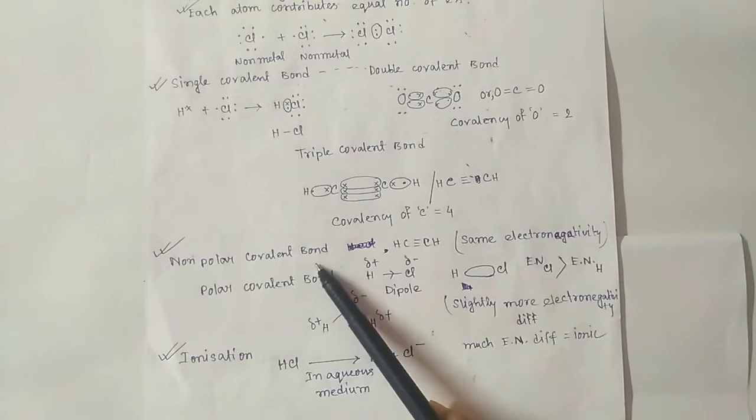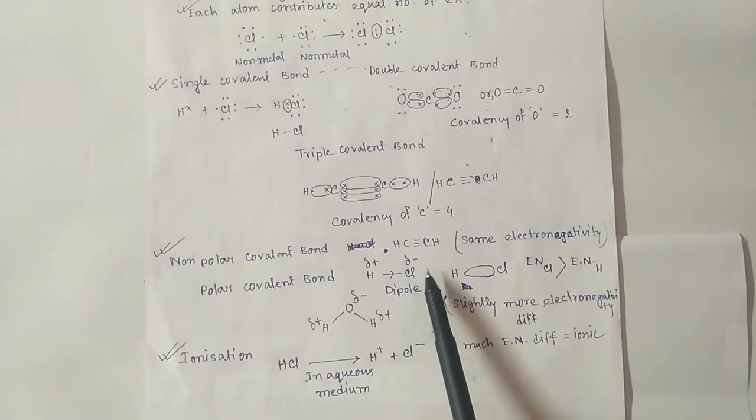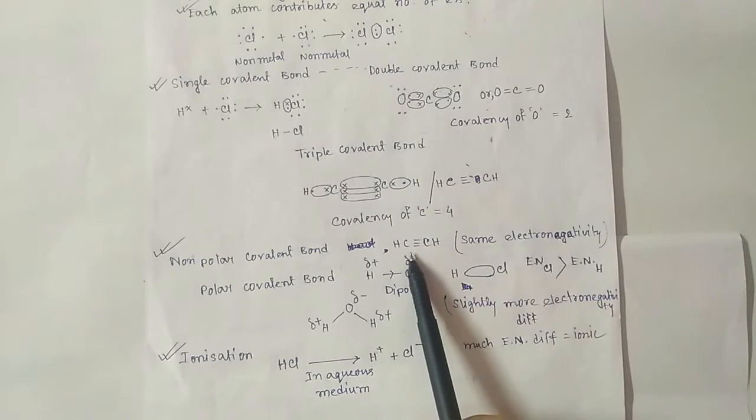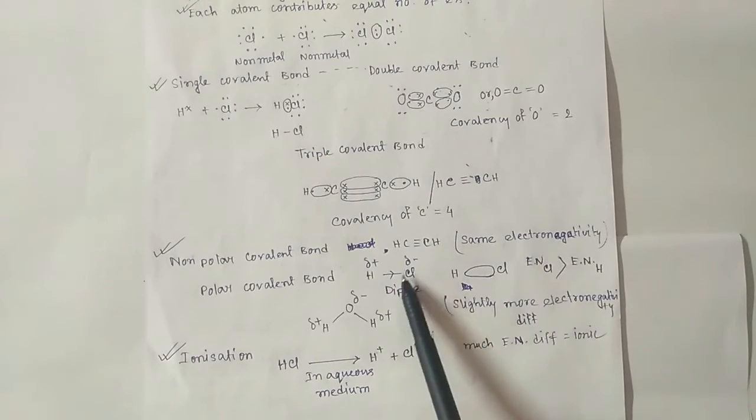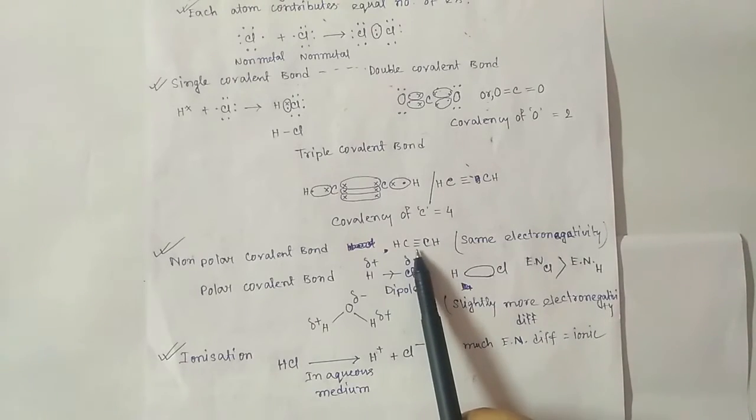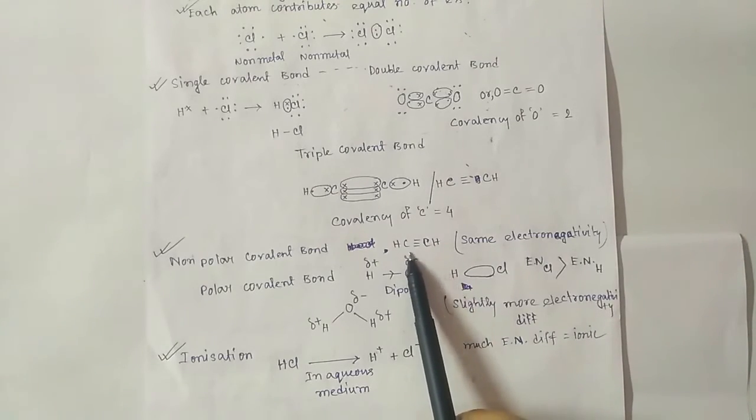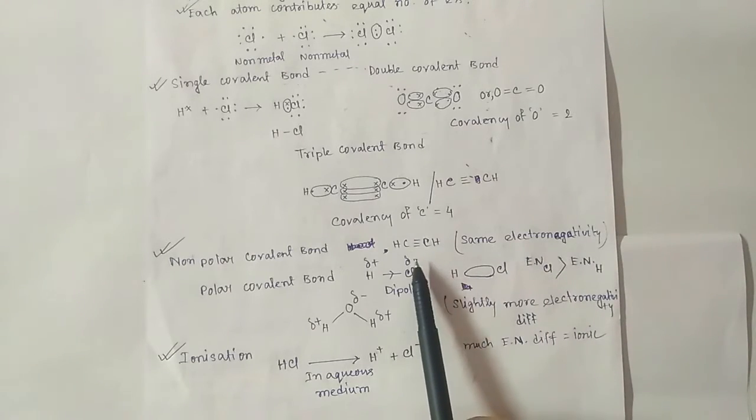And in a non-polar covalent bond, there is no chance of generation of such polarity, because here both atoms between which the covalent bond exists have the same electronegativity. Here in the acetylene molecule, both are carbon, and between them there is a covalent bond, and they have the same electronegativity. That is why there is no polarity in the acetylene molecule.